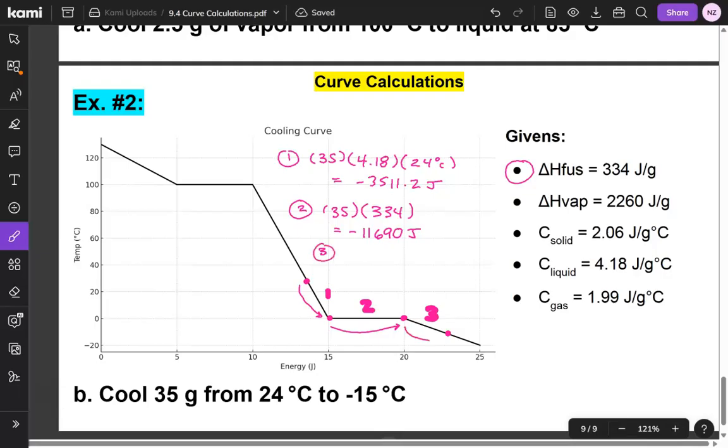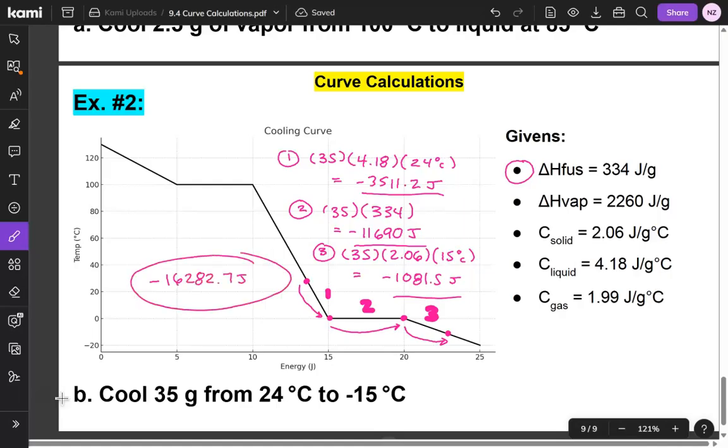And then our final segment, we're cooling down to negative 15. So we're going from 0 to negative 15. Our mass is 35. Here we are a solid, so that's 2.06. And then we are going from 0 down to negative 15. So here we get negative 1,081.5. Okay, so I'm going to add these three numbers together, and I get negative 16,282.7 joules. And that's how you do curve calculations.